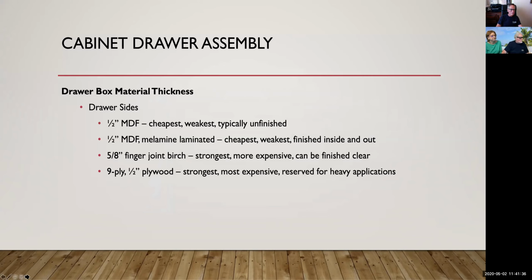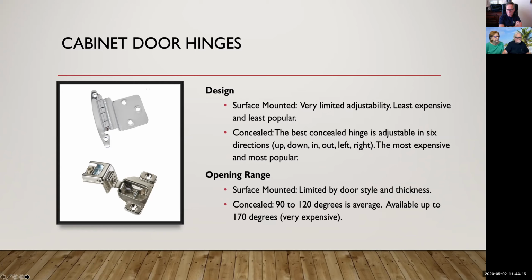At the bottom of the photograph, you see a concealed hinge. There are many, but the best concealed hinge is adjustable in 6 directions: up, down, in, out, left, and right. This particular option is the most expensive and today most popular. People really like concealed hinges.